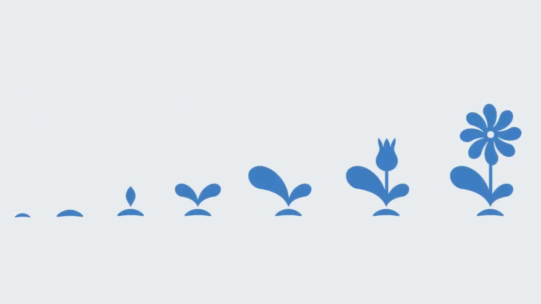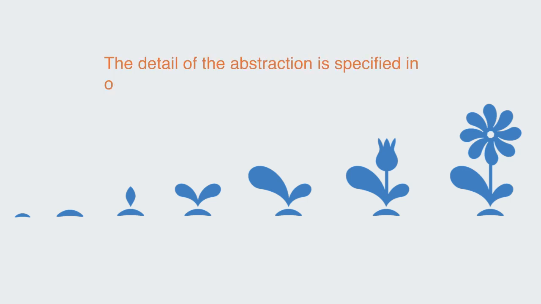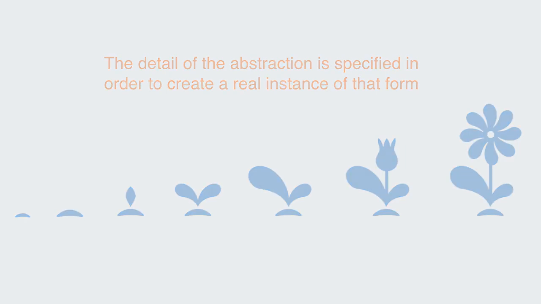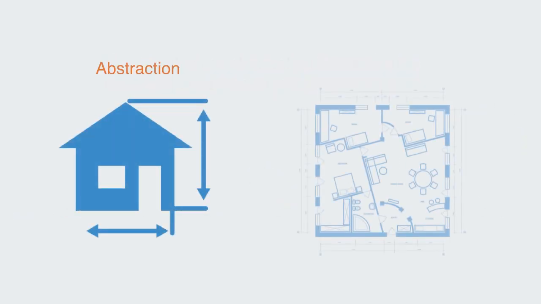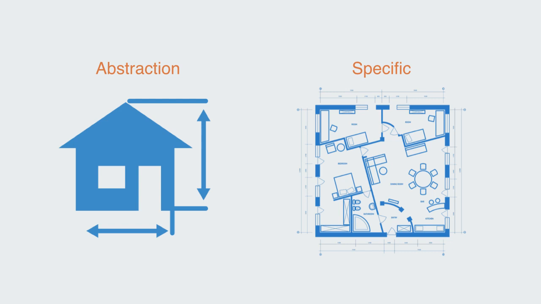and specification in which the detail of the abstraction is specified in order to create a real instance of that generic form. All of its real instances must have specific attributes. This process may also be called instantiation. The process of instantiation is one of taking an abstraction, giving it detailed form within some real context. This process involves specification, whereby the generic features of the abstract model must be given specific attributes in order to become a specific instance of that generic form and exist within some real-world context.